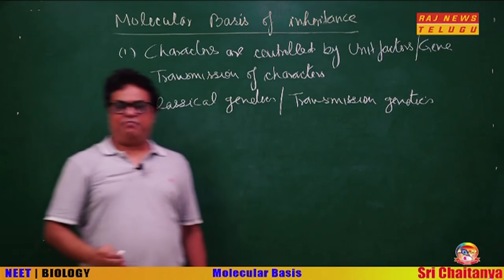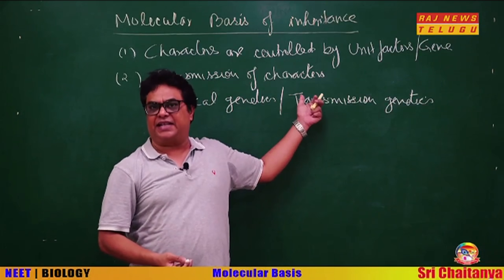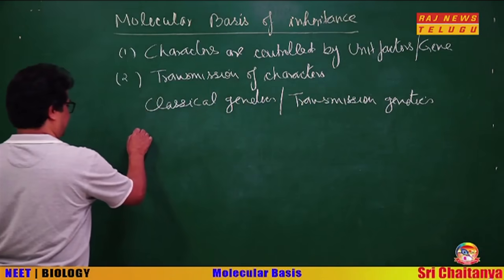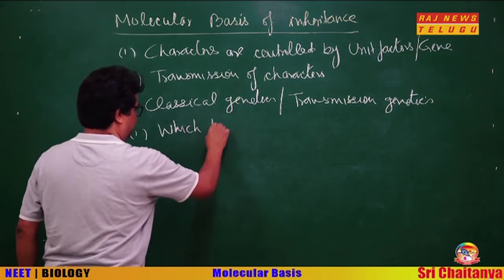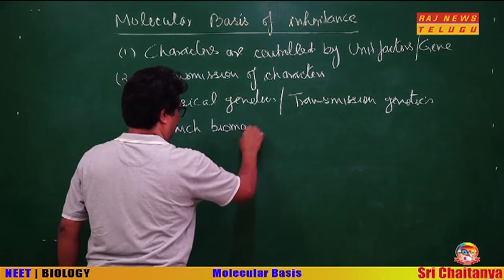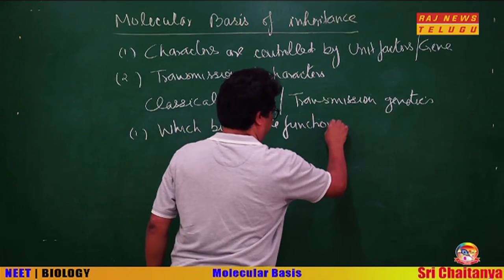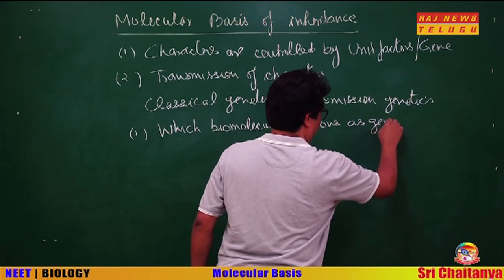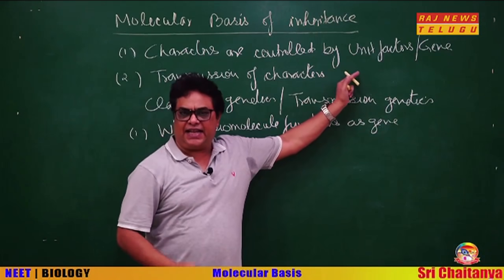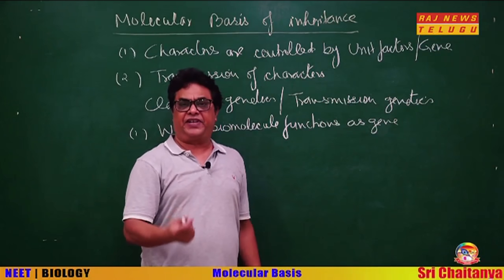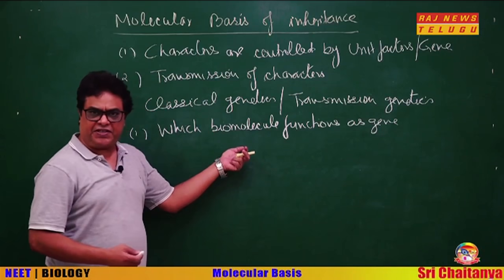Okay, but two more questions need to be answered where we did not get the answer in this topic. First is, which biomolecule functions as gene? Functions as gene means what is the chemical nature of gene? Because Mendel has said that gene is a physical unit. If it is a physical unit, it means it is made up of some chemical. So which chemical functions as gene?